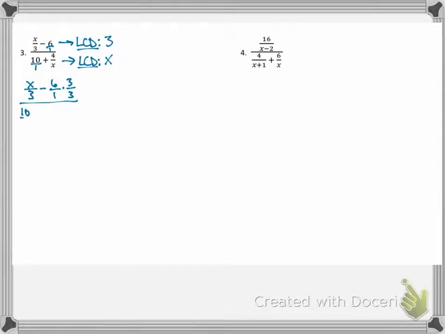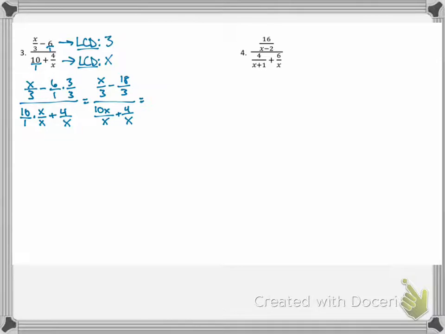Denominator, I'm going to take the first fraction, multiply by x over x. The second fraction I can leave alone because my denominator already matches. So we start simplifying my numerator. I'm going to have x over 3 minus 18 over 3, all over 10x over x plus 4 over x.